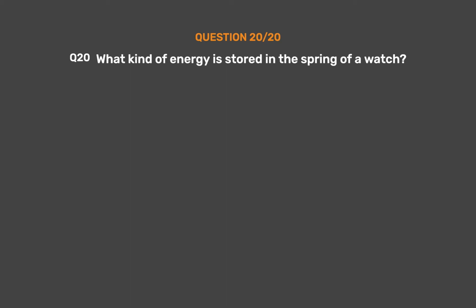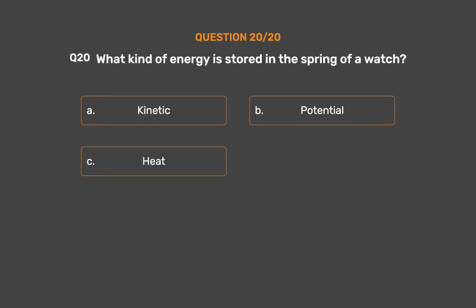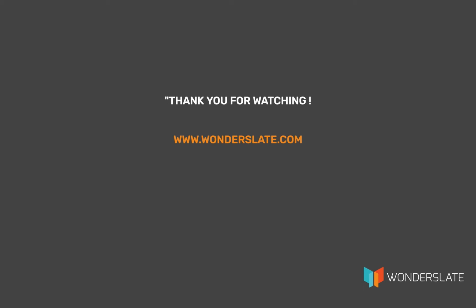Question number 20. What kind of energy is stored in the spring of a watch? Option A. Kinetic. Option B. Potential. Option C. Heat. Option D. Chemical. The correct answer is option B. Potential.